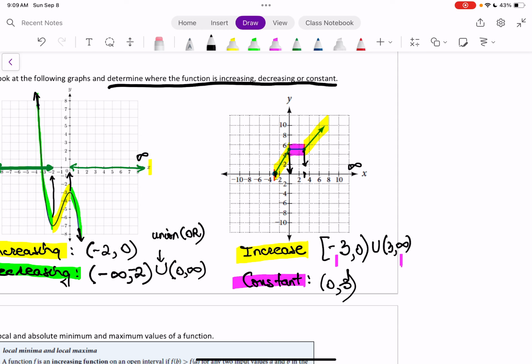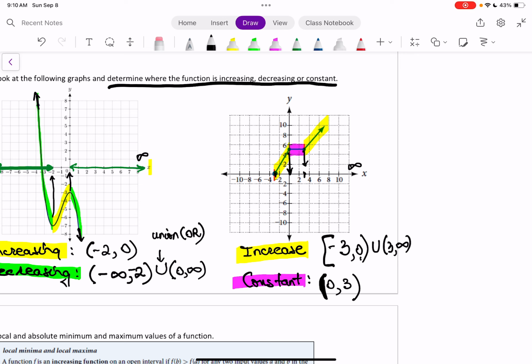Okay. Now, one thing you might notice and might wonder and ask yourselves is about these brackets. So as you see, I have put a parentheses between these switching points. So I don't want to include the 0 at increasing, and I don't want to include the 0 at constant, because at 0 it's switching places, right? Switching from increase. It doesn't belong here or there.